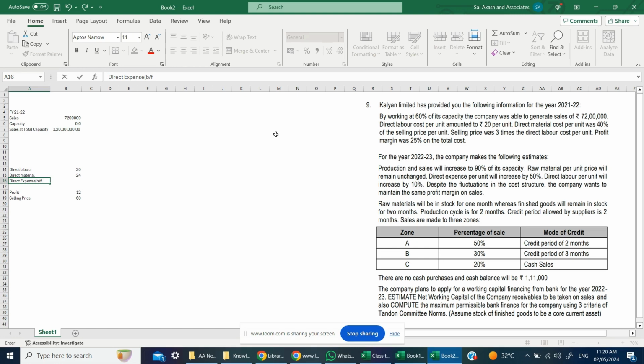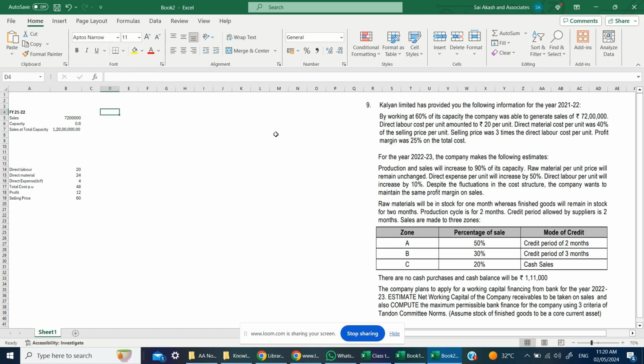Selling price minus all other expenses minus profit will give you that. So 60 minus 12 minus labor and material. That would give you total cost per unit. This is total cost per unit, profit and selling price. This was the story for 21-22, that was for the previous financial year.